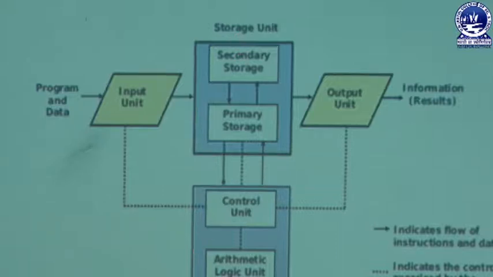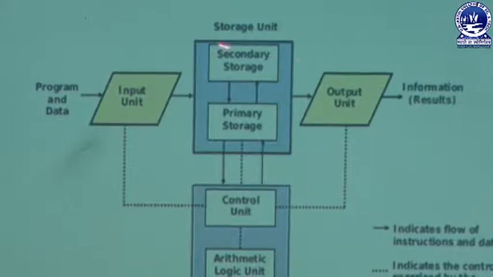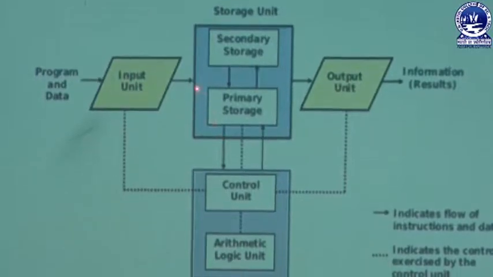Like the central processing unit has two parts, the control unit and ALU, the storage unit also has two parts, that is secondary storage and primary storage. We are going to discuss the secondary storage and the primary storage in our next class, when we will discuss each individual functional unit of a computer.